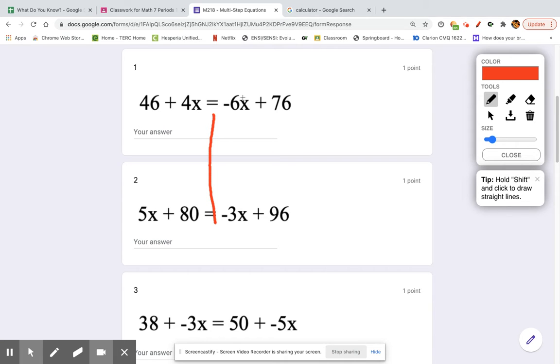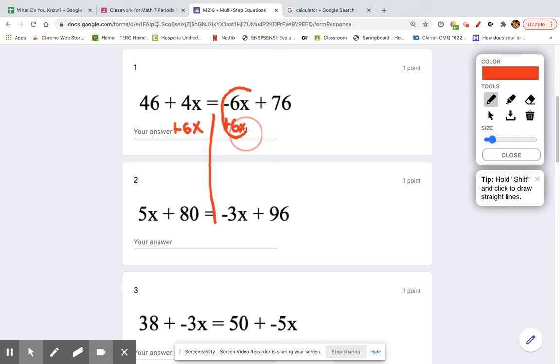I don't really like dealing with negatives as much, so I'm going to take care of this negative right here. So negative 6x, well, the opposite or inverse of taking away 6x's is to add 6x's. But of course, to keep the equation balanced, because I did this to the right side, I now need to do it to the left side. So I'm going to add 6x's to both sides.